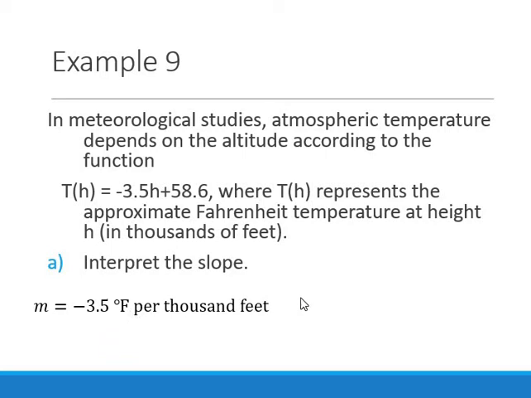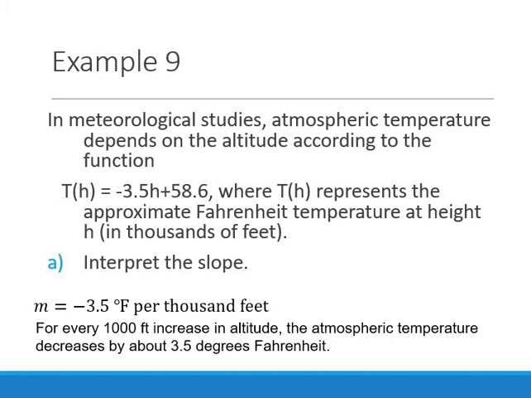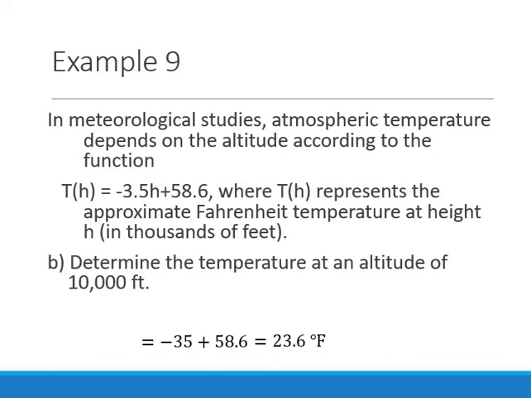I always say if you can get the units on your output divided by units on the input, and you can use the word per for the division, and then just read that, you almost get the interpretation. My slope is negative 3.5 degrees per 1,000 feet. So for every 1,000 feet increase in altitude, the atmospheric temperature is going to decrease by about 3.5 degrees Fahrenheit. It's negative, so it's going to decrease.